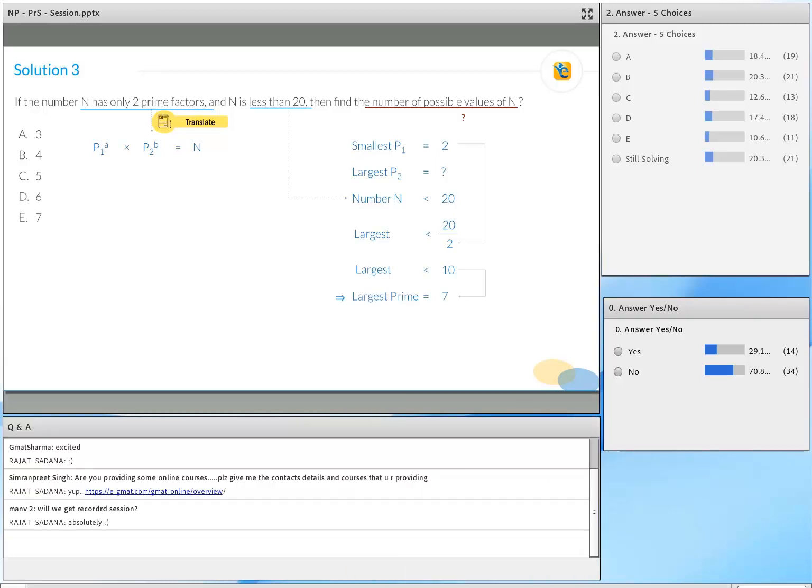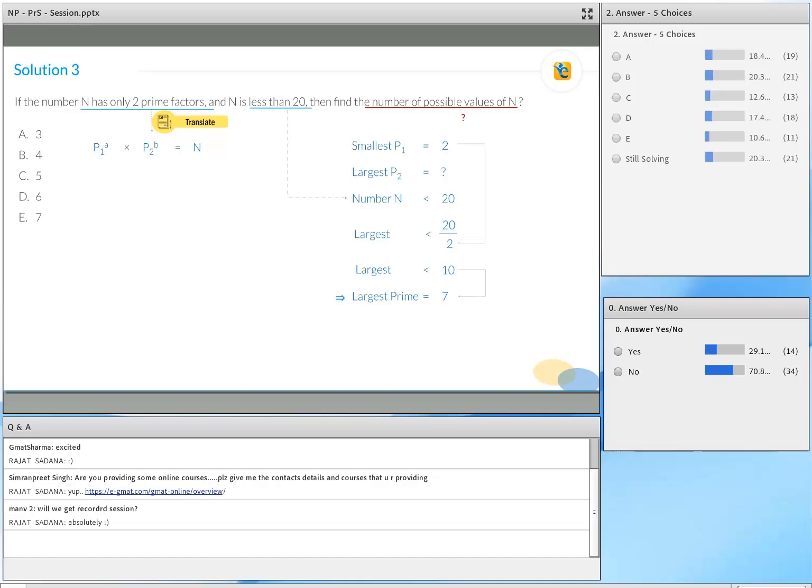If you notice, what I'm doing is trying to utilize the information that's given to me in the question statement, and I'm arriving at the range of the possible values of my prime numbers over here.